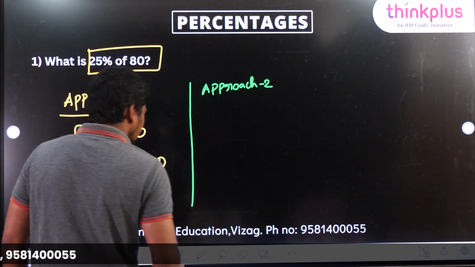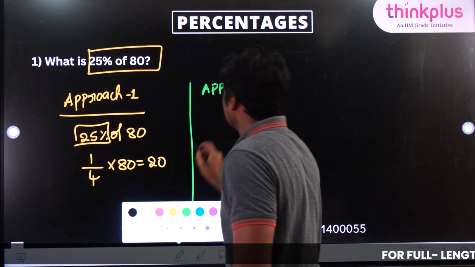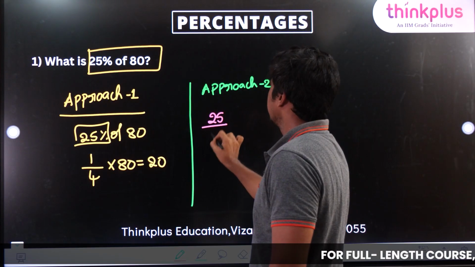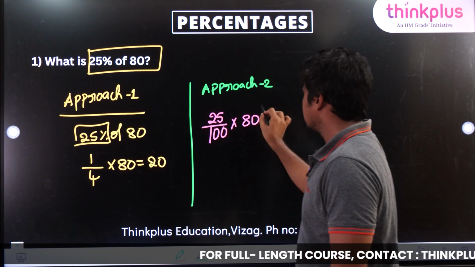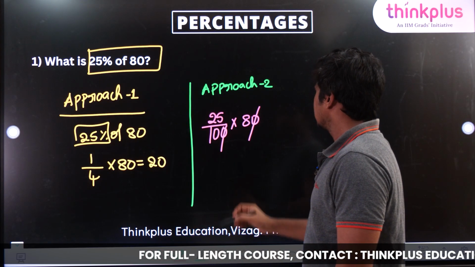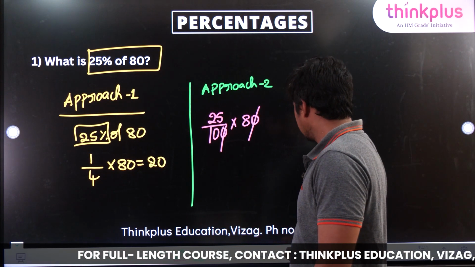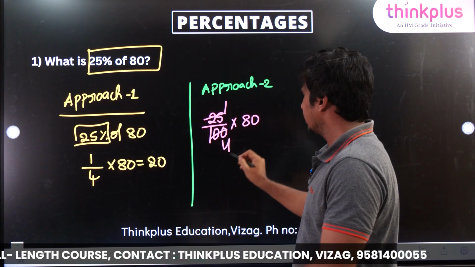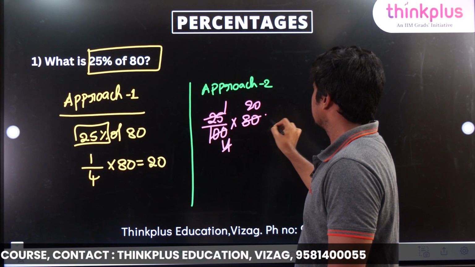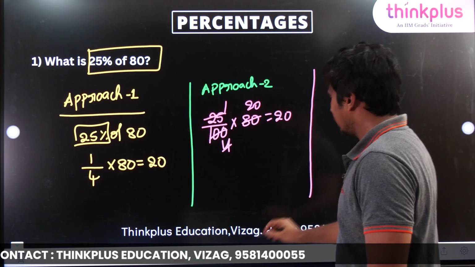What is approach 2? Approach 2, 25 percentage means 25 by 100. Any question we do like this also, into 80. So let's cancel, 0 and 0 cancel. Otherwise, you can cancel 1 time, 4 times. Same thing you will get. 4 how many times? 20 times. Answer is 20. Let's look at approach 3.